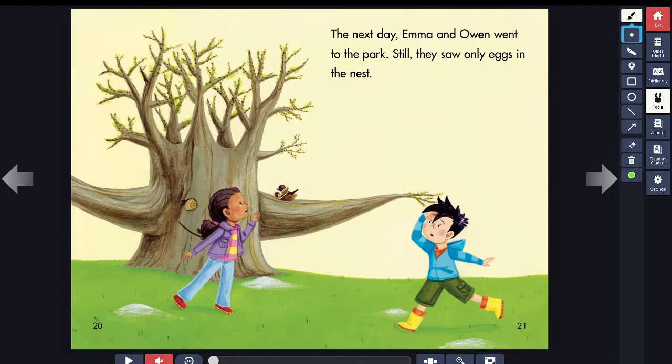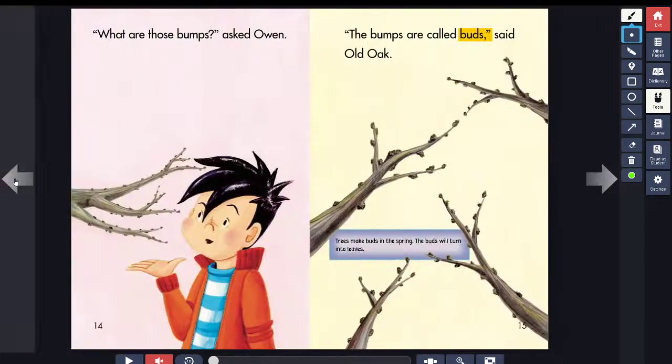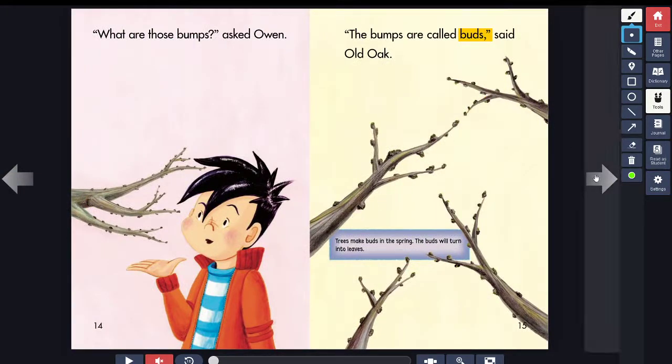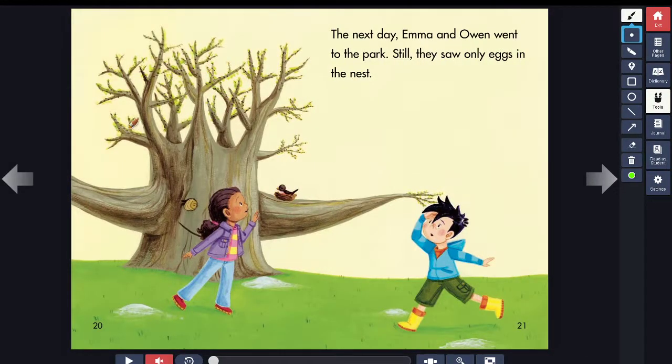The eggs haven't changed in this story, but what has changed? Look at Old Oak's branches on this page. Let's go back in the story. Look at the branches here. They look just brown on these pages. And if we go ahead in the story, we can already see the green starting to add to the tree. Because what did they say those bumps were? Do you remember what they were called? They were called buds. And what will the buds turn into? Leaves.